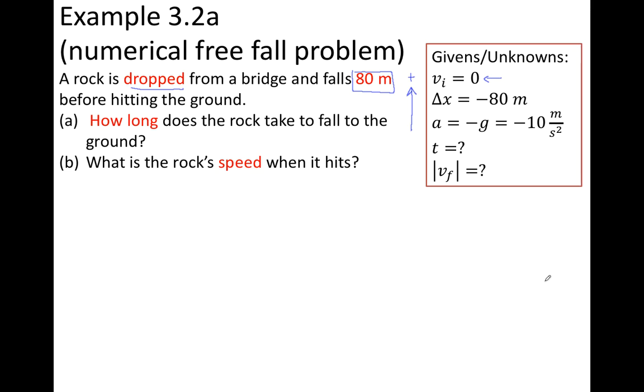We automatically know that when the rock is dropped, when it leaves the person's hand, it's then in free fall. So because it is in free fall, we know that the acceleration is negative g, or g downwards.